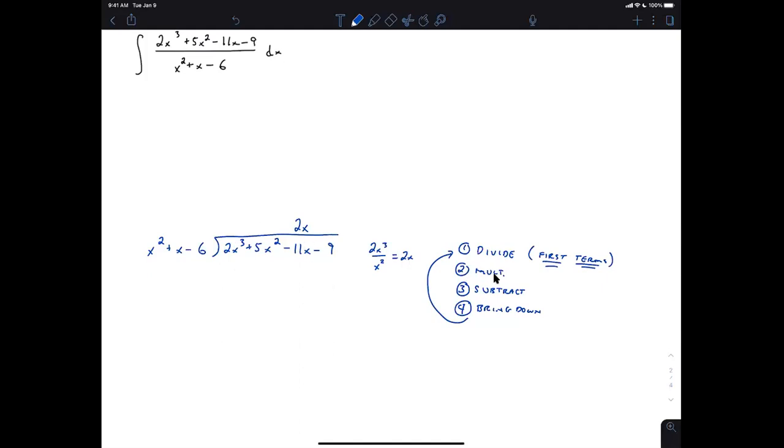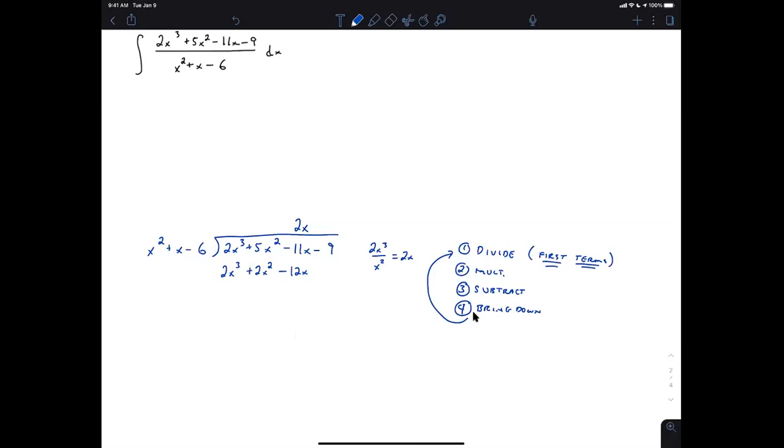So we get 2x. Now we're going to multiply. When you multiply, you take the 2x, whatever you just got, times everything out here. So 2x times x squared is 2x cubed, and we write that in the x to the third column, down here. 2x times x is 2x squared, which we write under the x squared. And 2x times negative 6 is negative 12x. That's the multiplication step. Everything should line up. If we were skipping a power, like if there were no x squared term, there might be nothing under that. That's okay, but you do make sure everything lines up.